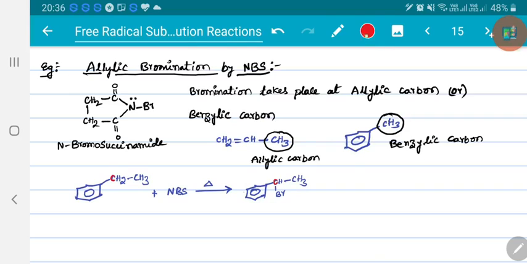So if you take another type, an alkene, cyclohexene, and allow it to react with N-bromosuccinimide, the respective product will be allylic bromination. So you will get bromine at the allylic position.